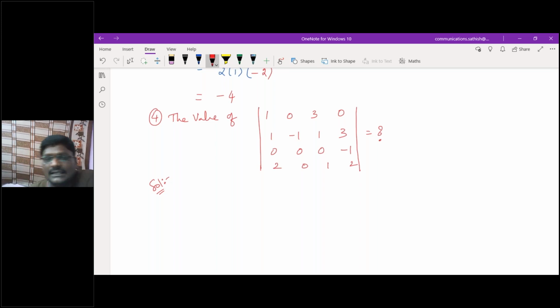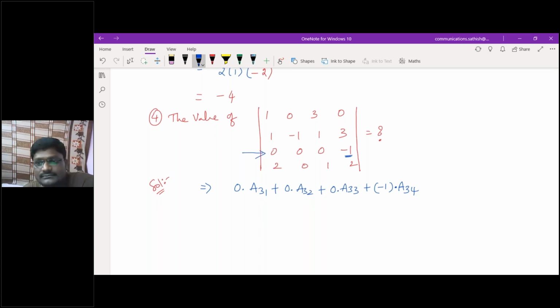So now I will consider this third row. With respect to this third row, the determinant will be 0 into A31 plus 0 into A32 plus 0 into A33 plus -1, the element that will be multiplied here. So -1 into A34 I need to do. Am I correct or wrong?